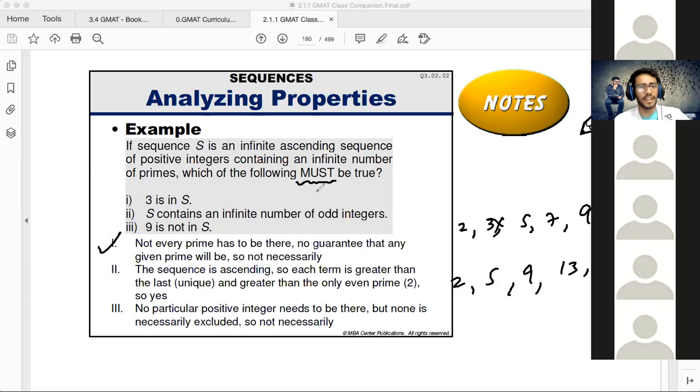S contains an infinite number of odd integers. The sequence is ascending, so each term is greater than the last and greater than the only even prime number. So yes, odd integers, because it's a prime number, no? So prime numbers are odd. Correct, so this is true. 9 is not in S. No particular positive integer needs to be there, but none is necessarily excluded. So not necessary. 9 can be there, 9 cannot be there.